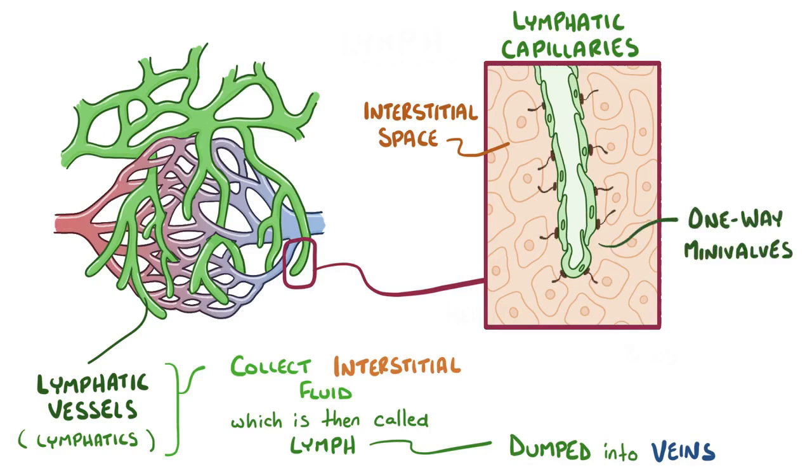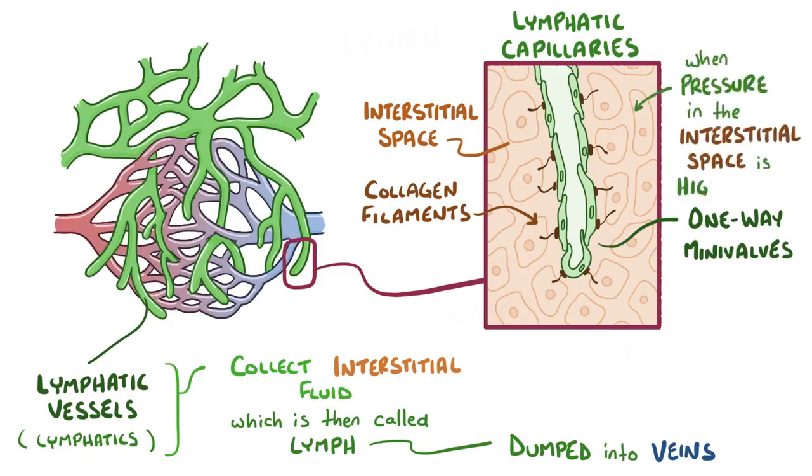These endothelial cells are anchored to structures in the interstitial space by collagen filaments, which allows the lymphatic capillaries to stay flexible but retain their overall shape. When the pressure in the interstitial space is greater than the pressure in the lymphatic capillary, the endothelial mini-valves open up, allowing fluid to get in. When the pressure in the interstitial space is less than the pressure in the lymphatic capillary, the endothelial mini-valves are pushed shut, which keeps the lymph inside.